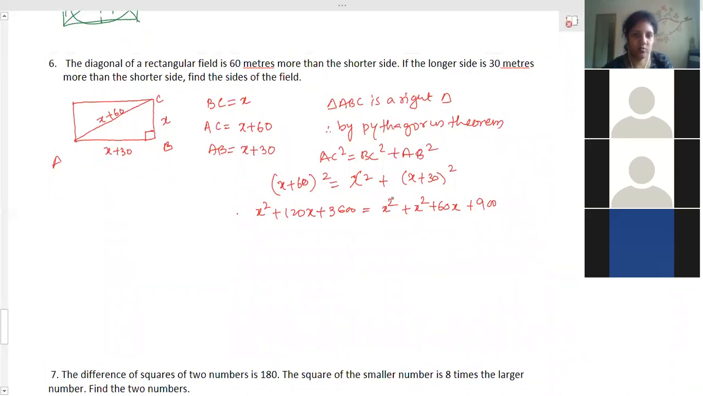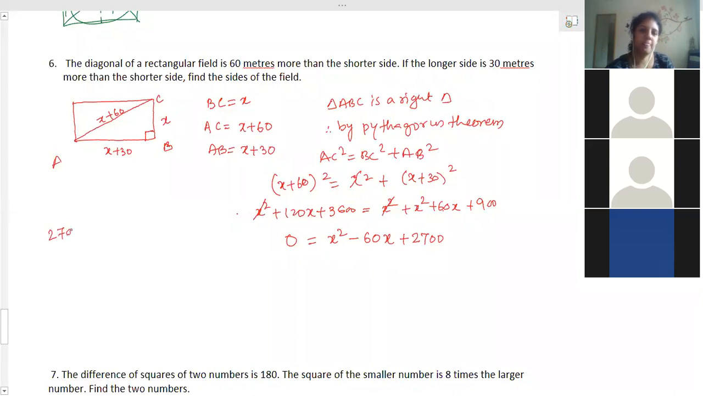So x square and 1x square cancel. 0 is equal to x square plus 68, 60x, and this 120 comes from that side, so it is minus 60x plus 900. 3600 will come that side, so it will be 2700. So can you factorize? 2700 you have to factorize to get 60.